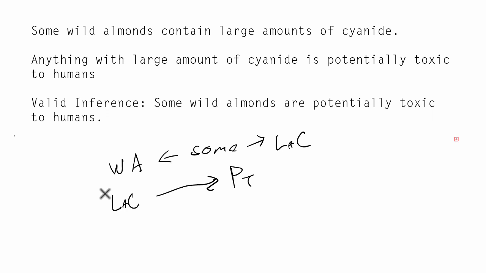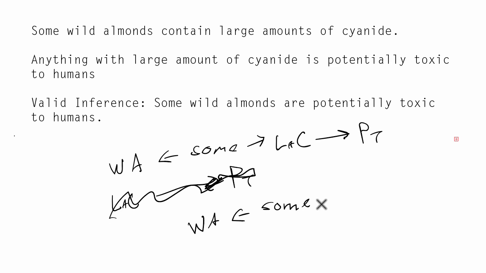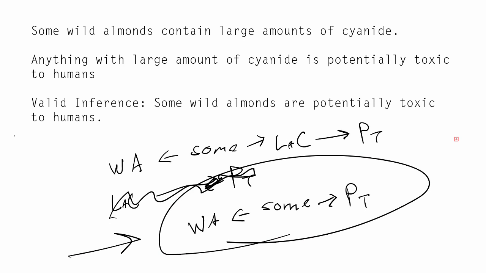And this follows the valid form that we learned about with the some statement going on front. And so we just put the PT part here. Sorry, let me draw that better. We just put the PT part here, and now both rules are linked up together. And then we can form a new some statement. Wild almonds some, again, apologies as always for the terrible handwriting. Wild almonds some potentially toxic to humans. So that's our new conclusion, our valid inference that we got out of these two statements.